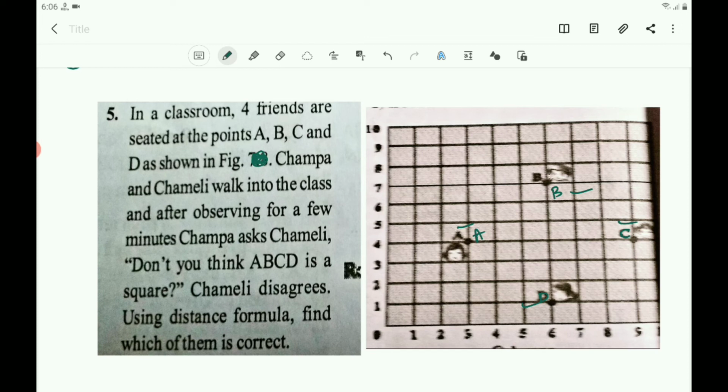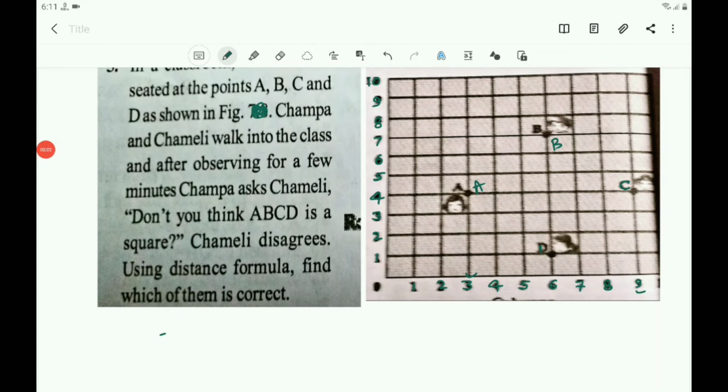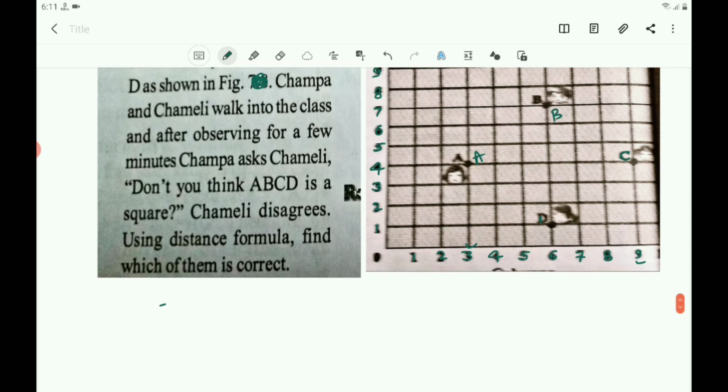Here 4 friends are sitting at the points A, B, C and D, and we have to check whether it is a square or not. First you get the coordinates of the points A, B, C and D. A is a point with the coordinates X coordinate 3 and Y coordinate 4.